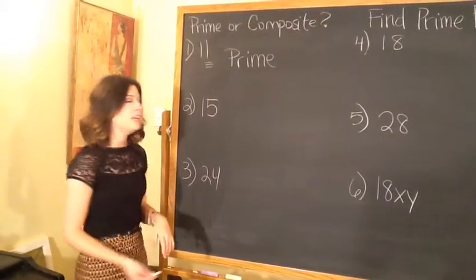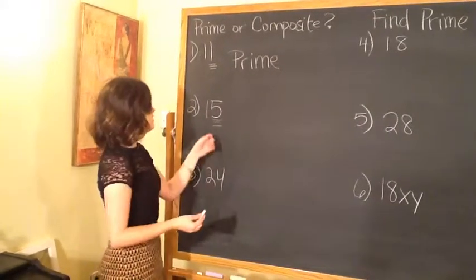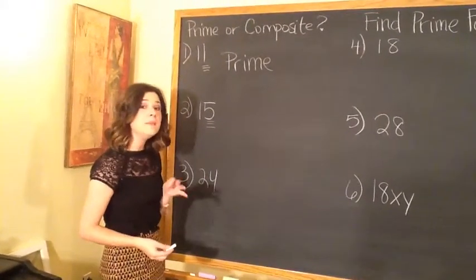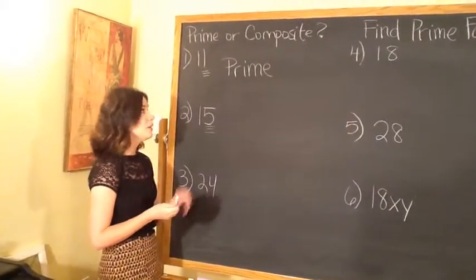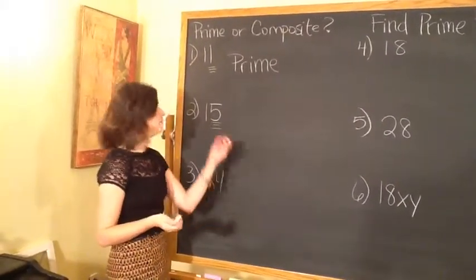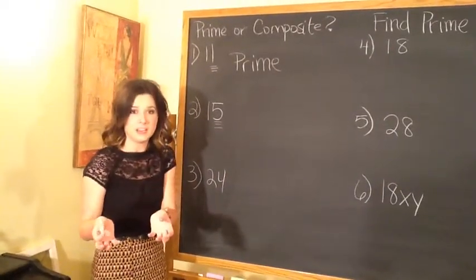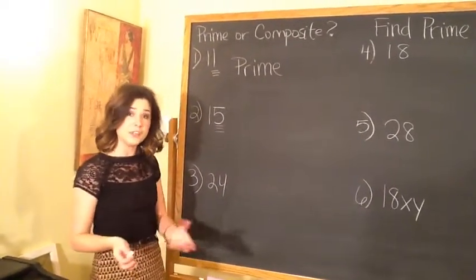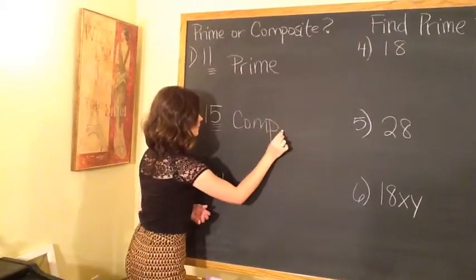Okay, number 2. We have 15. So let's go ahead and look at our little rules. It ends in a 5, so that means that 5 goes into this number. And if we can remember, 3 times 5 gives you 15. So obviously it has more factors other than 1 and itself because it has 3 and 5. So we know that this number is composite.